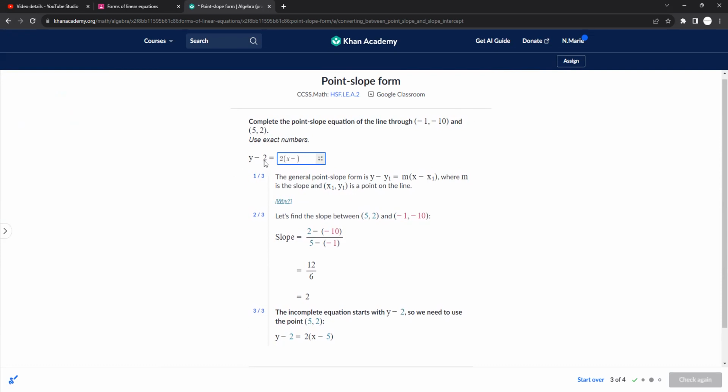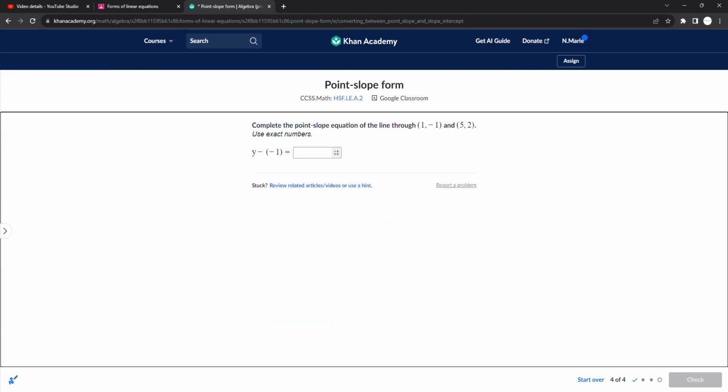They already filled this out for you. You can use either point, but they use this point here. You can see they plugged in the 2 for y. You know, y minus y1. There's our y1. Then you do x minus your x1. And so that's how you would put it in point slope form.